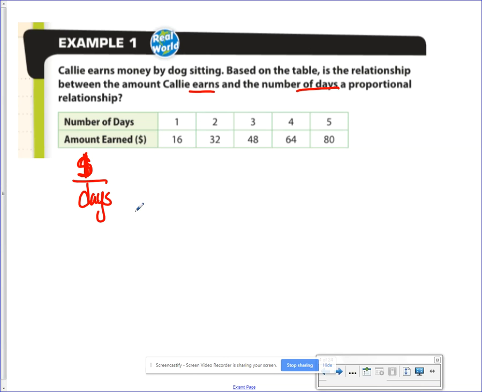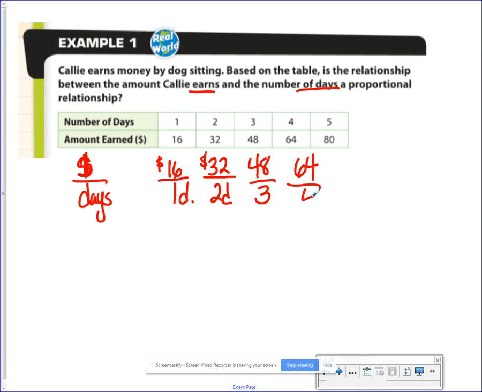Money over days. So that means I'm going to make a bunch of fractions here where I put the money, which is in the second row, on top, the days on the bottom. And I'm going to do dollars over days, okay? And then the second one here, I'm going to do $32 over 2 days. Next one is 48 over 3, 64 over 4, and 80 over 5.